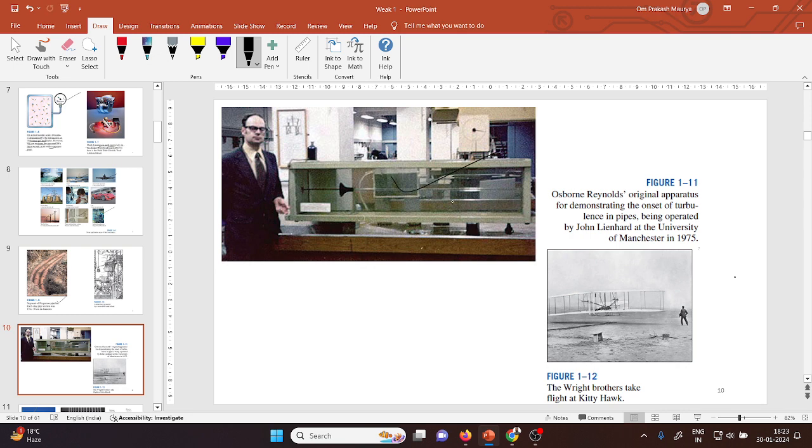This is the Reynolds apparatus. It is visible, I think. So this is Reynolds' original apparatus for demonstrating the onset of turbulence in a pipe. This is the original Reynolds apparatus, and it is being operated by John Leonard at the University of Manchester in 1975. And here you can also see the trial by the Wright brothers for the aero.